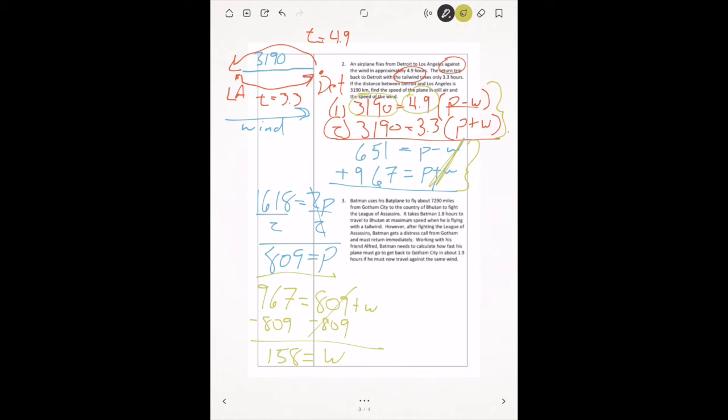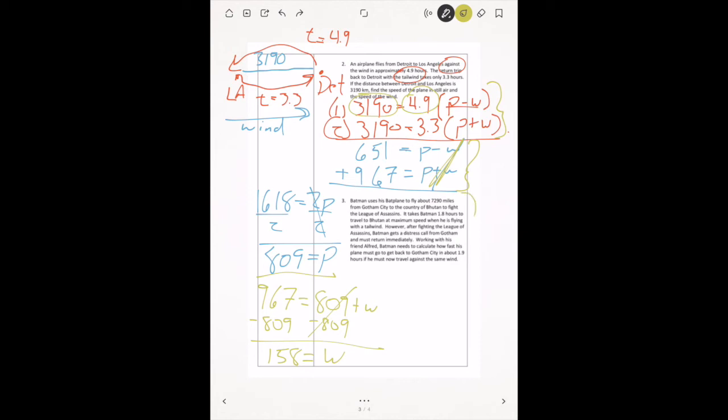Now, if you wanted to, you could go ahead and distribute this through. That's totally fine. It's totally allowable. It'll get a little messier, but, you know, nothing wrong with that. I'm sure you'll be able to work with that, okay? Now, that's the big idea with these two problems.